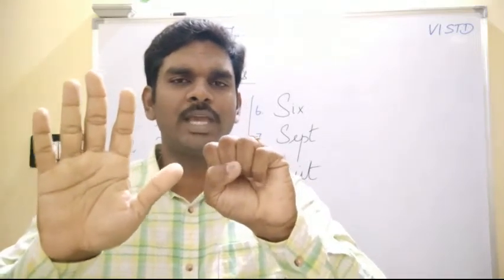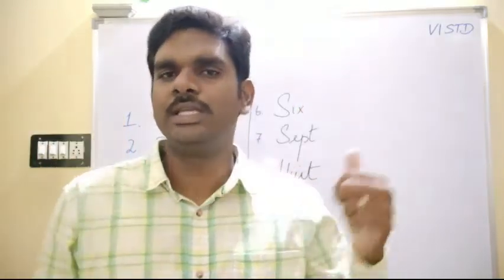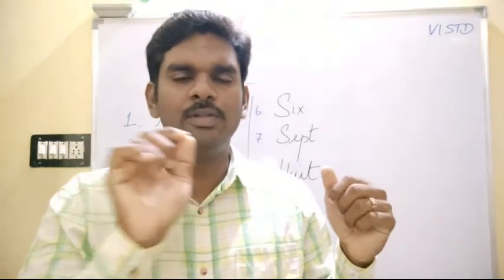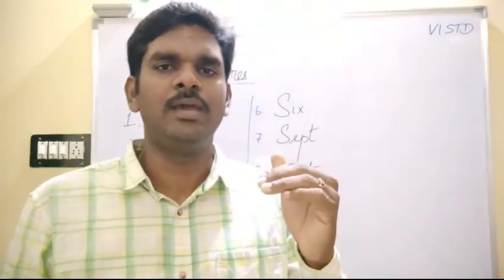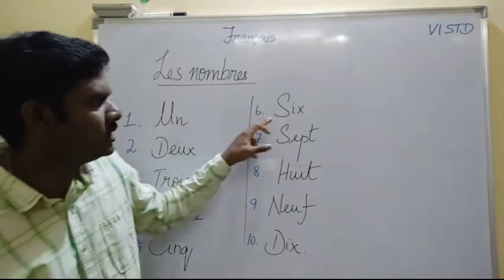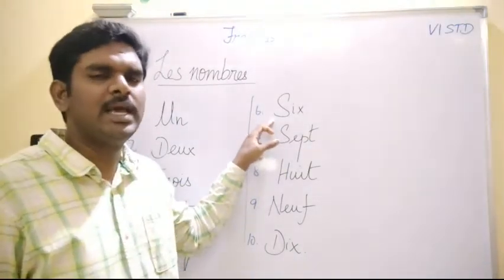Okay. So once again, 6, 7, 8, 9, 10. Now what we'll do, we'll see the name. We will see the spelling of 6 to 10. Six, the same spelling as it is in English.